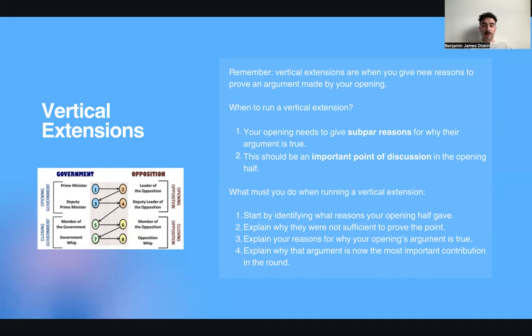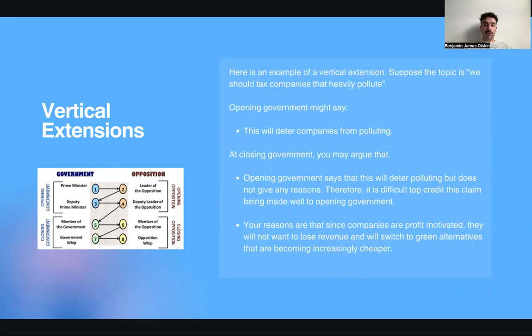And if you remember nothing else, remember the vertical extension requires your opening to not give good reasons and to not have already proven why an argument is true. If you think an opening team has done their job very well and they've given lots of sophisticated reasons, and you can only think of maybe 1 or 2 new reasons to add, neither of which are significantly better and neither of which really address a problem in the way that your opening has argued, because perhaps there isn't one, you should instead turn to what are called horizontal extensions.